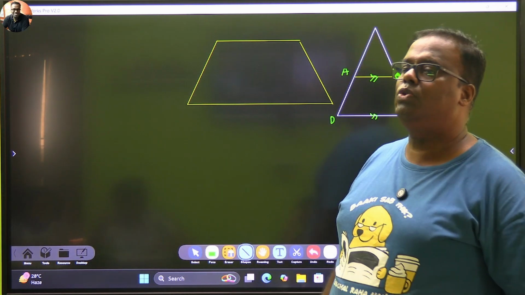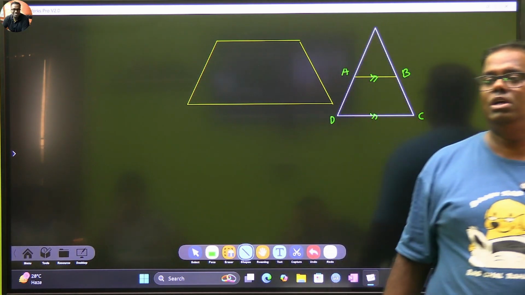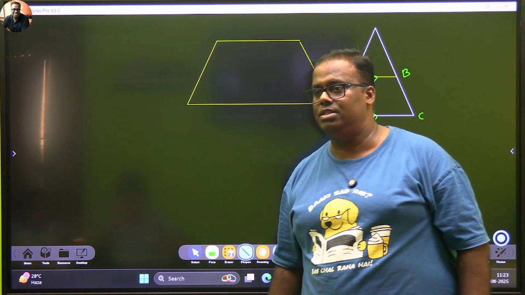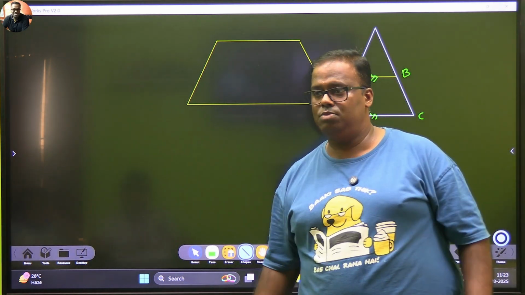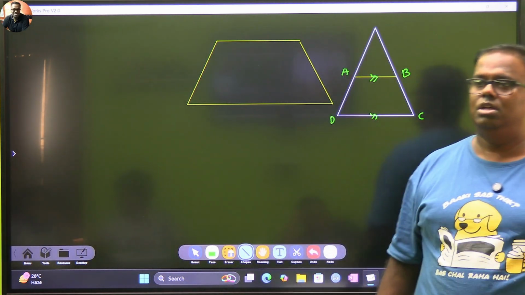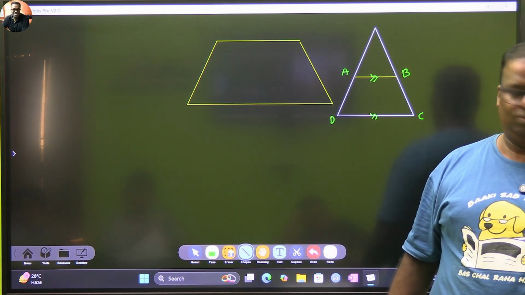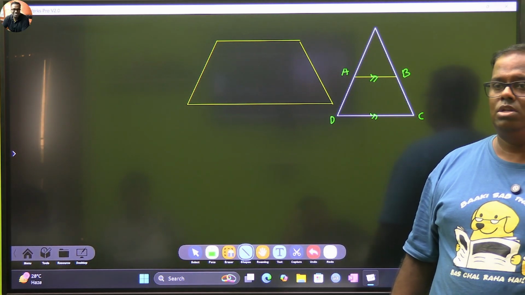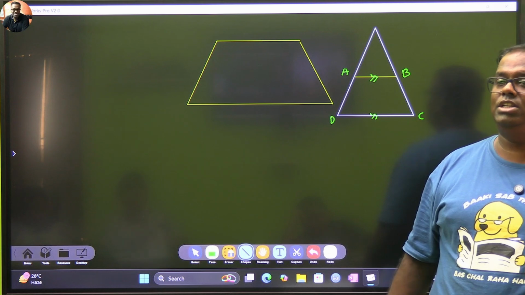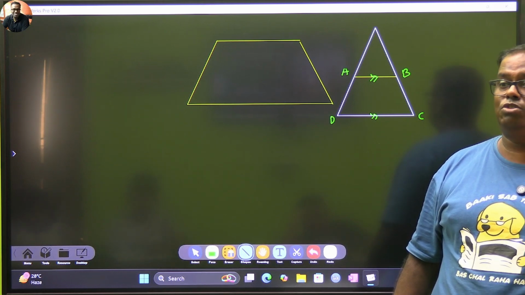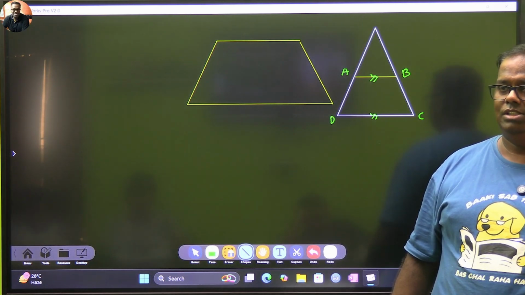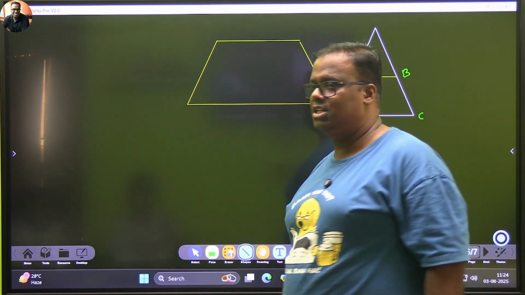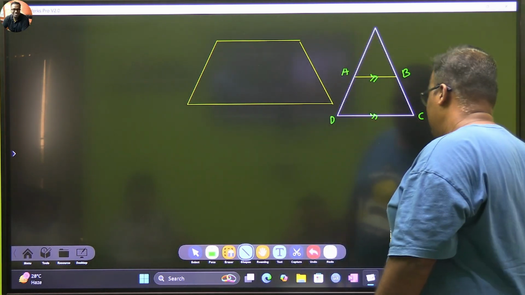Okay, how many of you know the concept of transversal and parallel lines? Have you heard this before or not? Parallel lines and transversal. Co-interior angles, alternate interior angles, alternate exterior angles, because we will need that a lot. No, vertically opposite doesn't come there. Vertically opposite comes only with two straight lines.